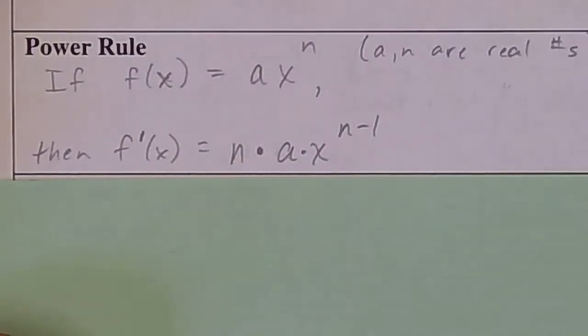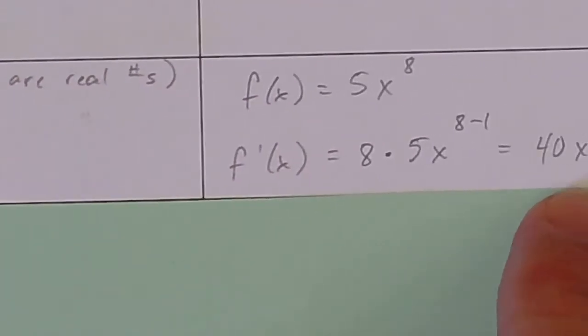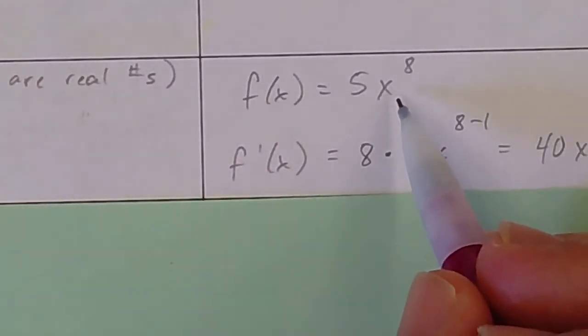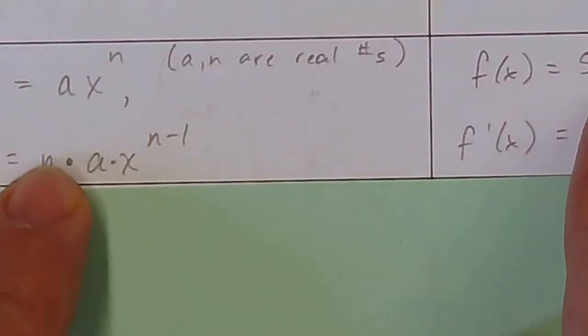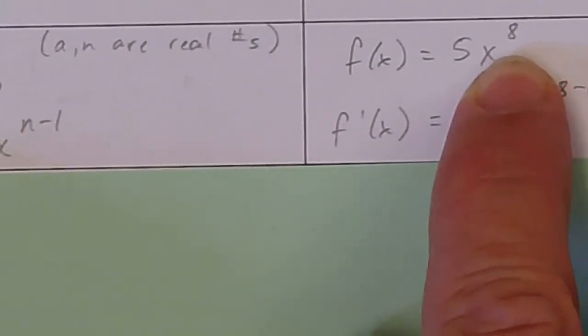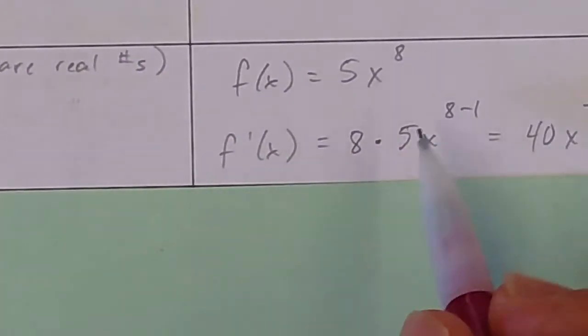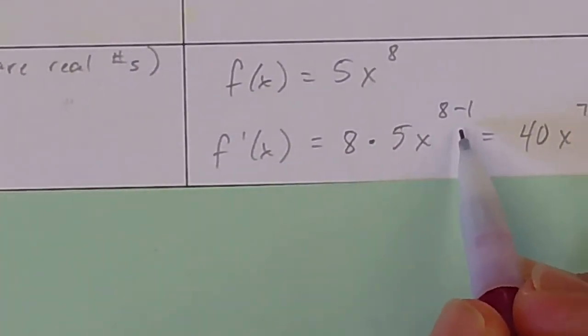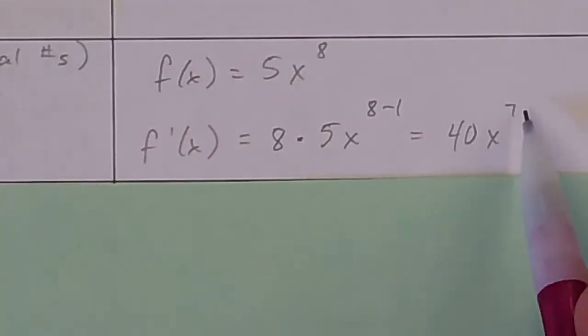Okay, so let me demonstrate this. Let's just say the function is 5x to the 8th. What we do is we take that exponent n and put it out front, multiply it by the 5, and then we reduce the exponent by 1. So the derivative is 40x to the 7th. Without going through the whole limit definition, we can get it right away with the power rule. So that would be the answer for that.